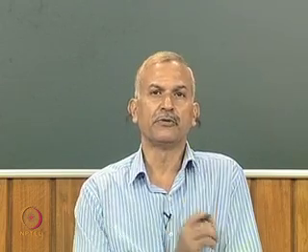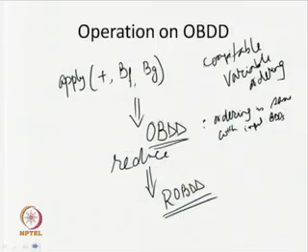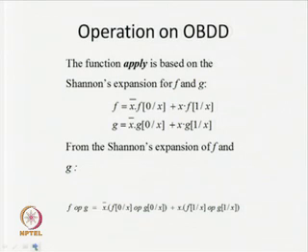After application of this particular apply algorithm, we are going to get an ordered BDD which represents the function f op g. That resultant BDD may not be a reduced one. So, we are going to use the reduce algorithm to get the ROBDD of this output OBDD. Now, how are we going to perform this apply operation?